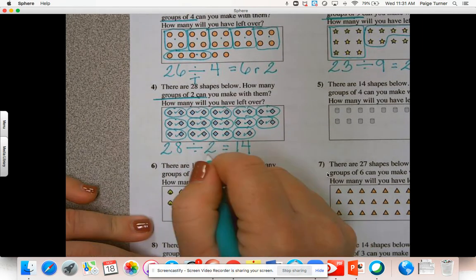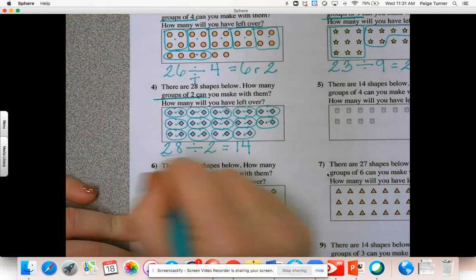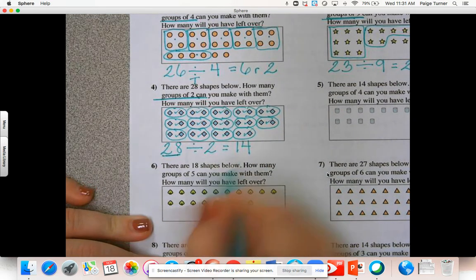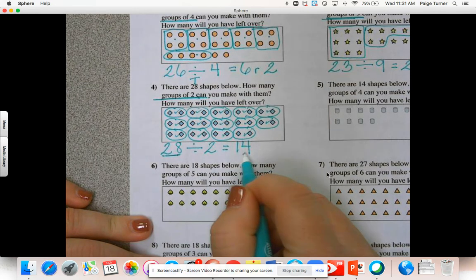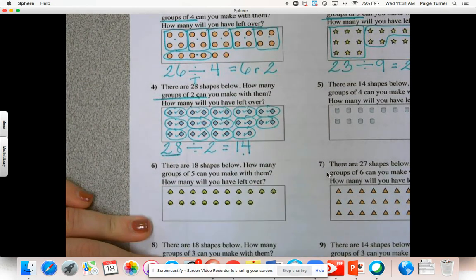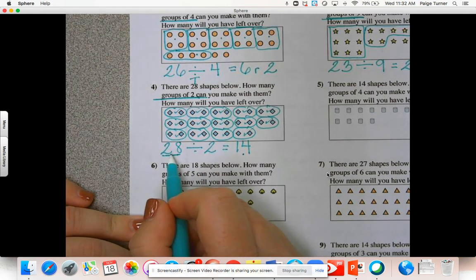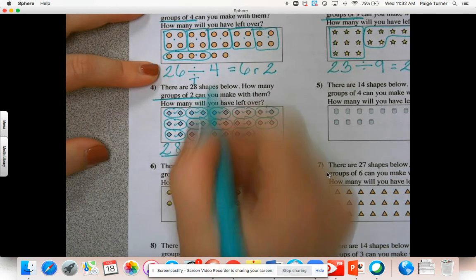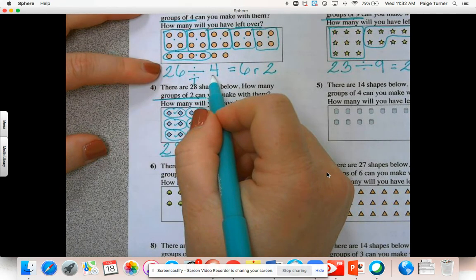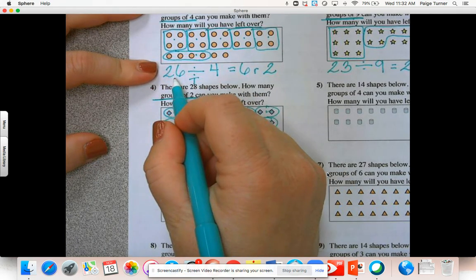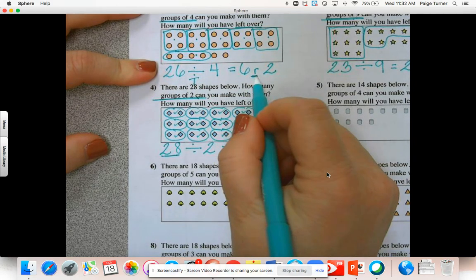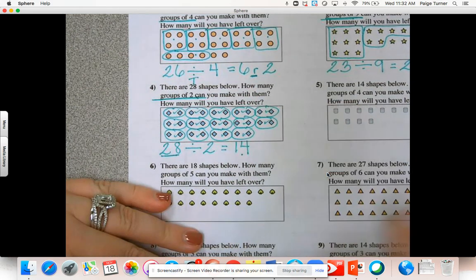So that means when you count by 2s, you will say the number 28. And you're going to have to count by 2s 14 times before you say the number 28. So really here, we would say that 2 divides into the number 28 evenly. Whereas like the one above it right here, 26 divided by 4, 4 did not divide into 26 evenly. So that's why we had that remainder, okay? All right, so let's keep going here.